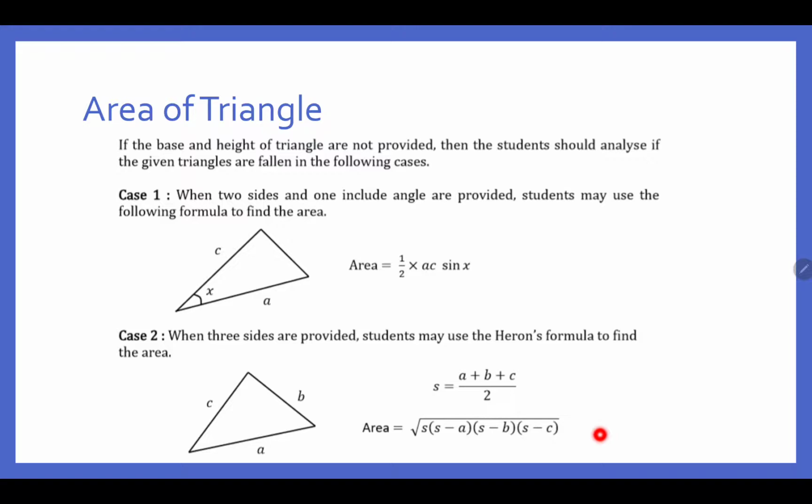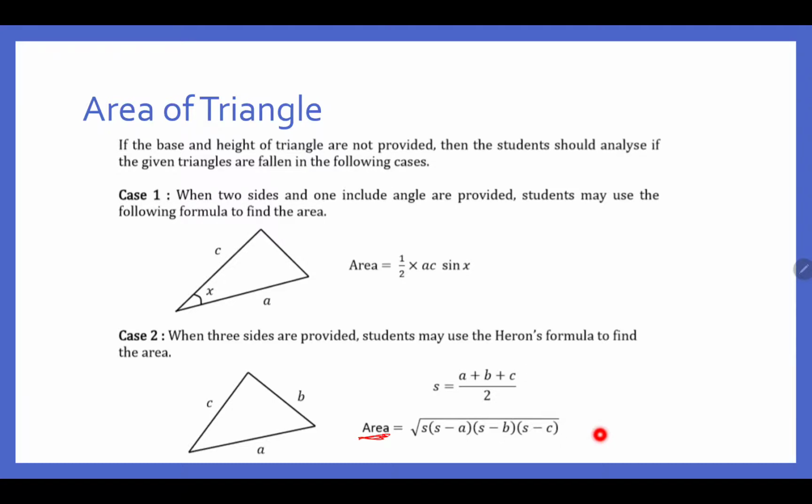Untuk case kedua, kita tak tahu langsung angle. Kita hanya diberi info tentang side saja, panjang side. 3 panjang side. So kita guna Heron's formula. First kali kita kena cari S. Okay, S equals A plus B plus C over 2. And then insert value of S into this formula area. Formula area is square root S times S minus A times S minus B times S minus C. Okay, masuk dalam ni dapatlah area dia.